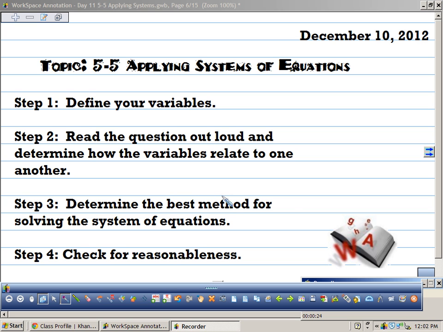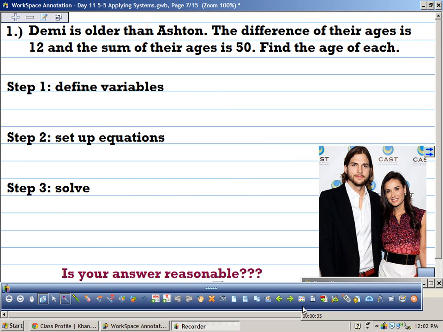Okay? I'm going to be doing number 1. Number 2 looks just like number 1. I'm going to be doing number 3. Number 4 looks just like number 3. Does everybody understand? Okay, so let's start with this one.